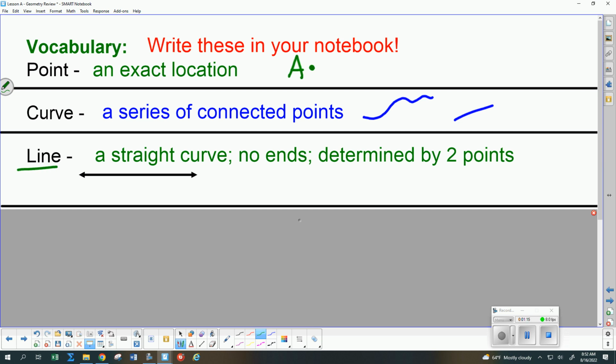To name and label that line, we need at least 2 points on the line. So since I've already done an A, I will do B and C. That is the line that goes through points B and C. So I write those 2 letters and a line with an arrow on each end to say that it's a line. It goes forever in both directions. That is the same line as the straight line that goes through both C and B and keeps going forever both ways.